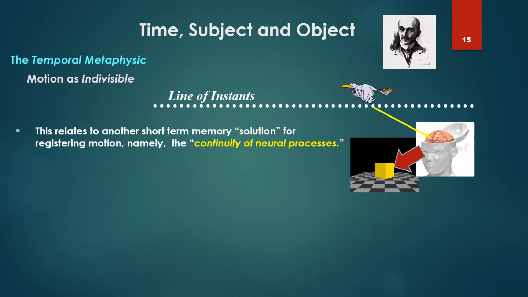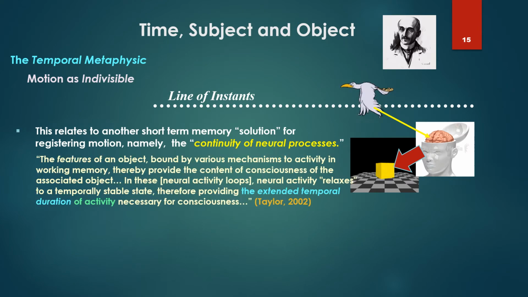This relates to another short-term memory solution, quote unquote, for registering motion, namely the continuity of neural processes. Let's quote Taylor from 2002. The features of an object, bound by various mechanisms to activity in working memory, thereby provide the content of consciousness of the associated object. In these, as neural activity loops, neural activity relaxes to a temporarily stable state, therefore providing the extended temporal duration of activity necessary for consciousness.